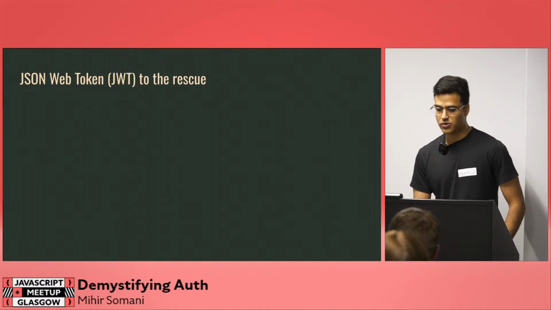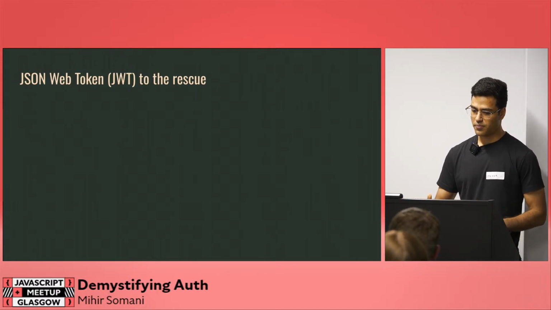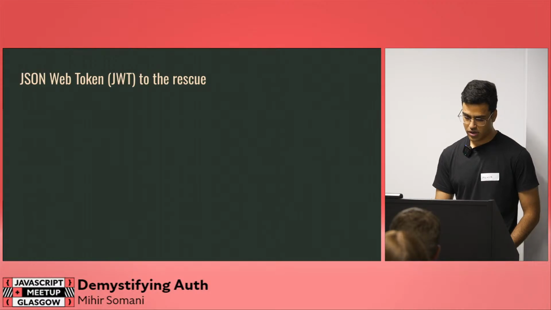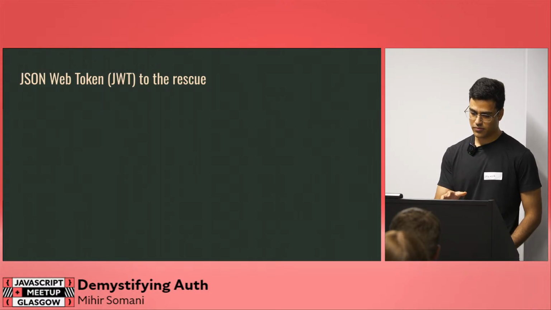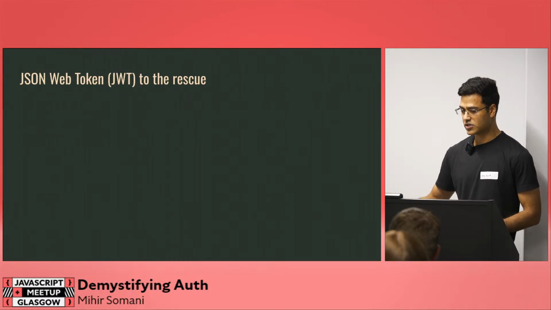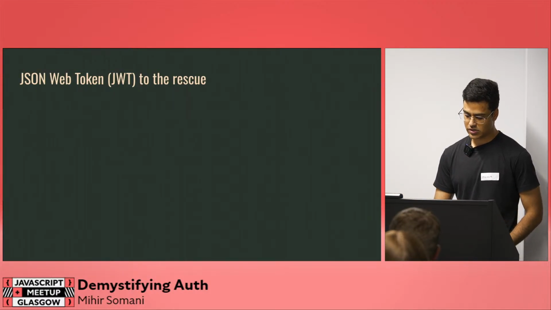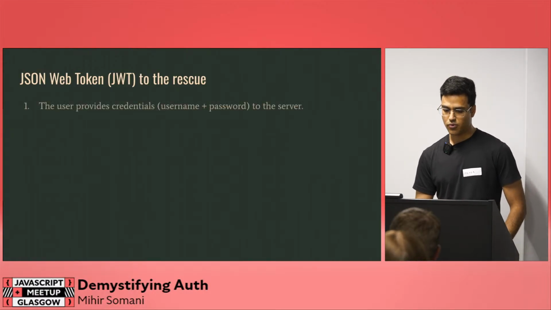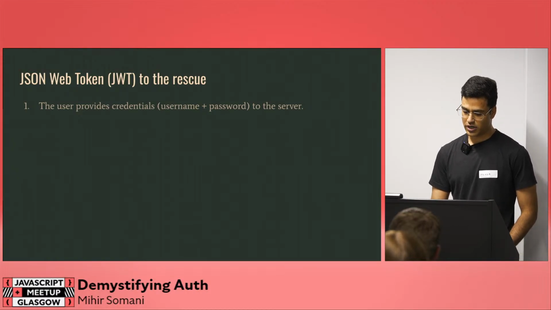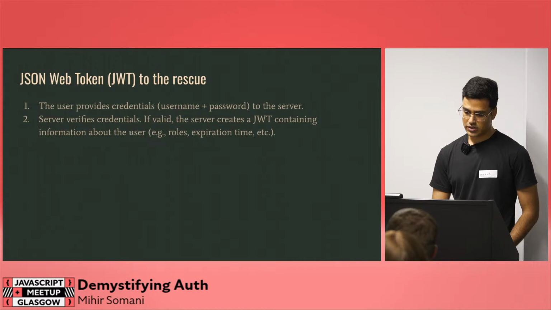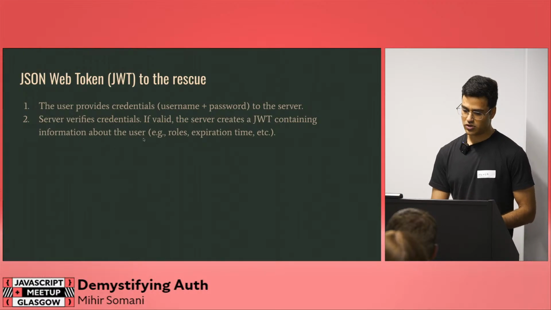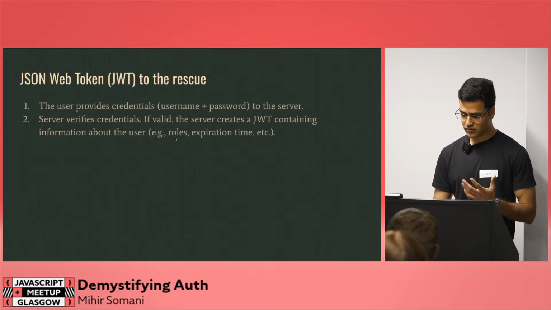JSON Web Token, or JWT, is kind of the most popular way of authorization in JavaScript and a bunch of other languages. So I'll just skip to this specific technology. There are multiple other ways to implement authorization, but this is the one that you'll most commonly see. So the user provides credentials to the server, like we saw earlier for authentication. The server verifies the credentials. If it's valid, the server creates something called a JWT that contains information about the user. For example, the roles, the expiration time of that token, other things.